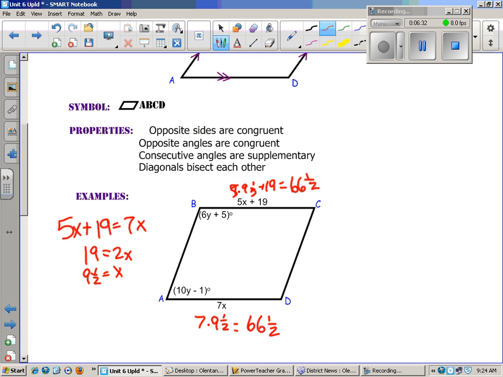Yeah. Wait. No, that's not doing for y. What characteristic am I going to use to solve for y? Jackson, what do you think? What characteristic is going to help me solve for y?